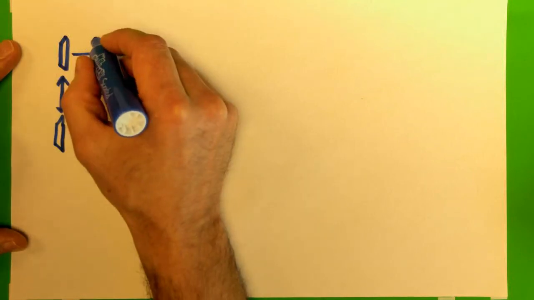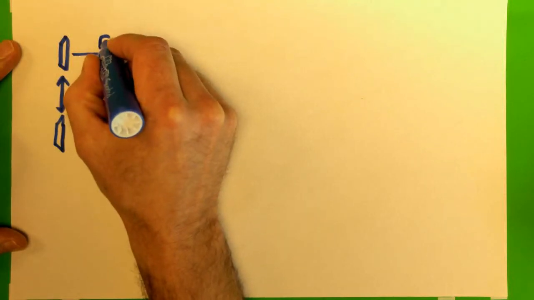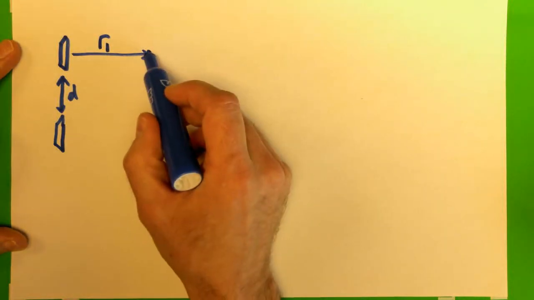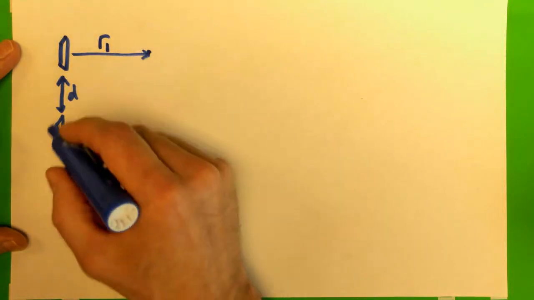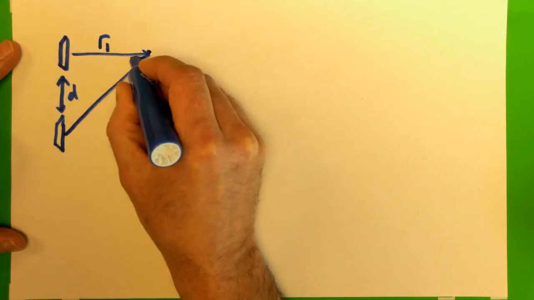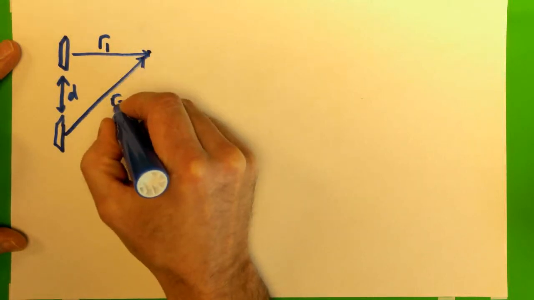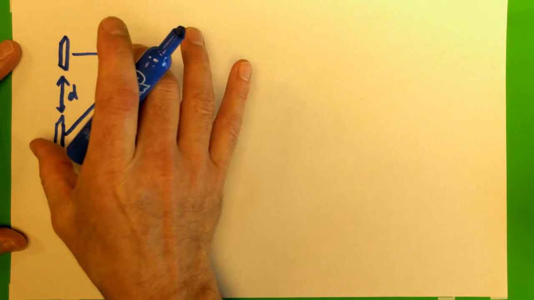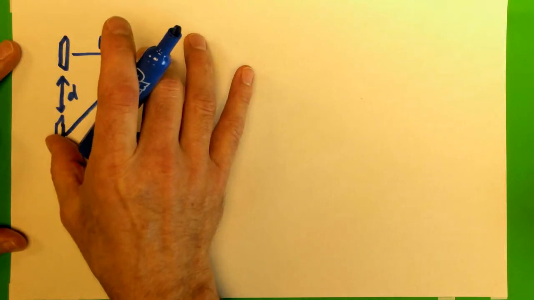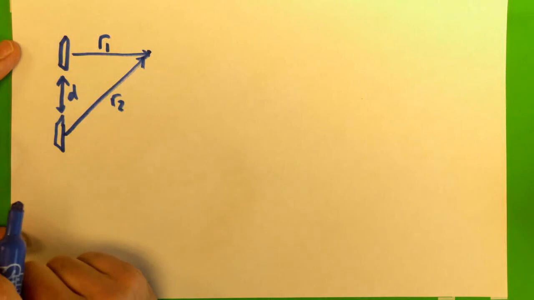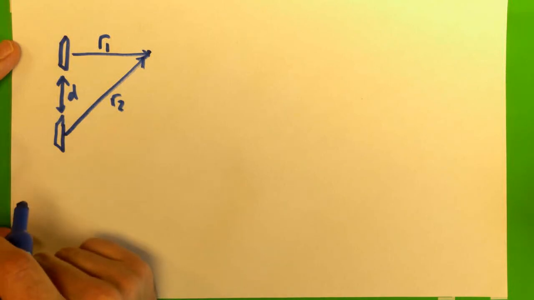Okay, so I'm going to label this one with a variable I'm going to call R1. And in order to figure out if that's constructive, destructive, or somewhere in between, I need to know the path difference. So I'm going to draw another vector, call that R2. And my goal is to find the difference in the path length. Okay, so here's one path length, here's another path length, and I need to find the difference between the two and see how it relates to the wavelength.